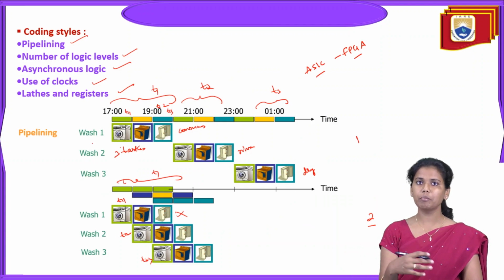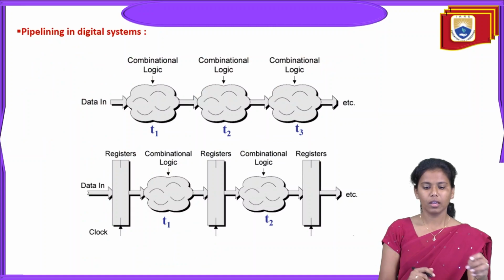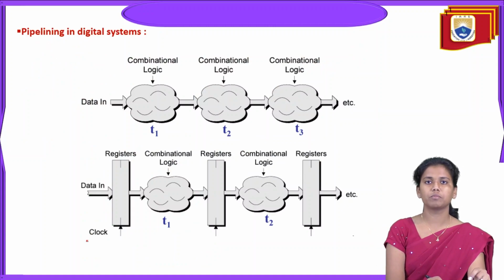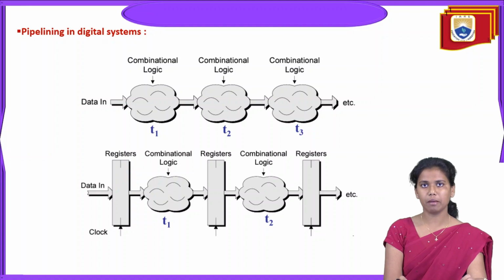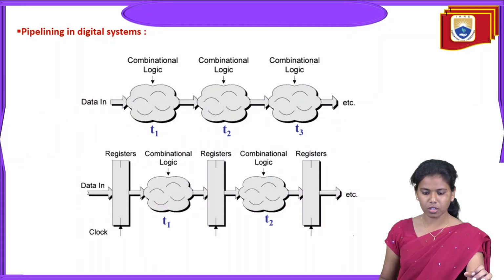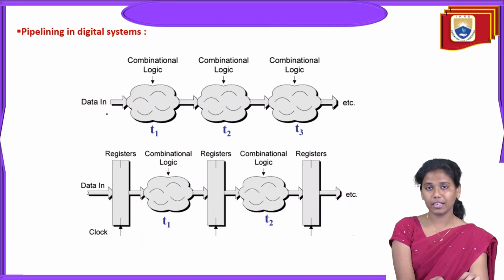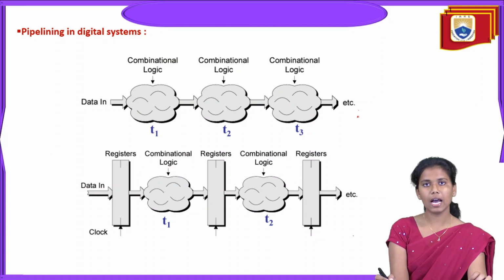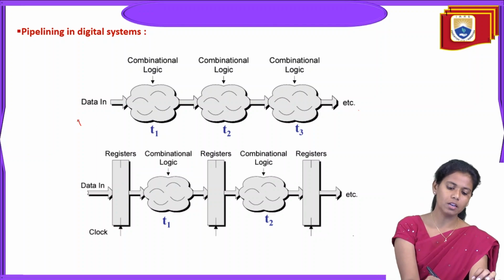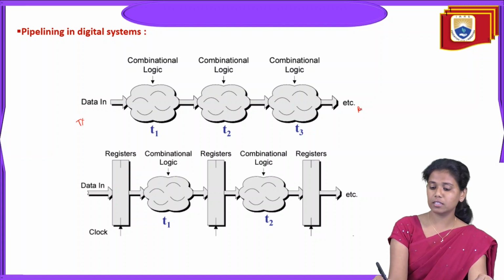Okay, serially and parallelly we can write the code. Coming to pipelining in digital systems. So this is the pipelining in digital system example. This figure clearly shows that we have the data in and the data out. That means this is a transmitter, for example, and this is a receiver.